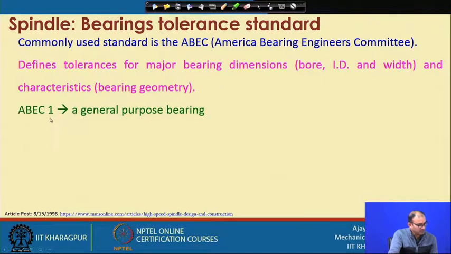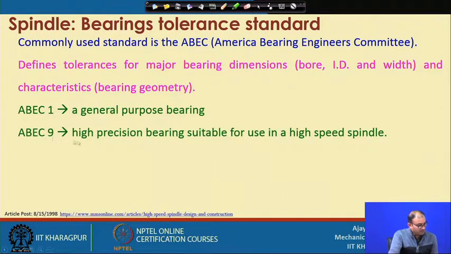So, what things are there? If you are talking about ABEC 1, it is mostly a general purpose bearing, because here we are not making very tight tolerances. For general purpose, what you need is interchangeability. Suppose you want to change a bearing which is not operating at a particular level, then you can change it. So, if it is ABEC 1, it is very easy to get a replacement without any problem.